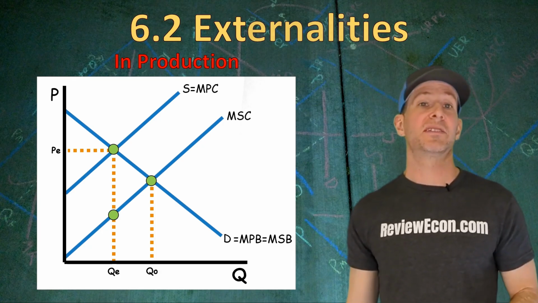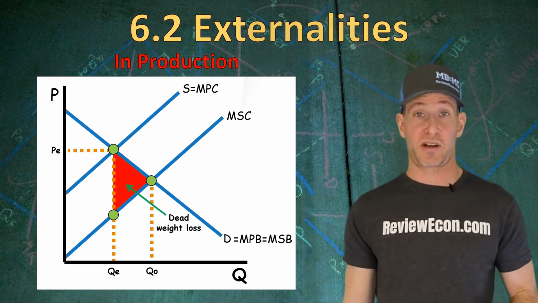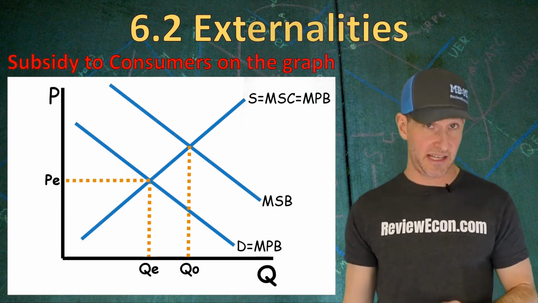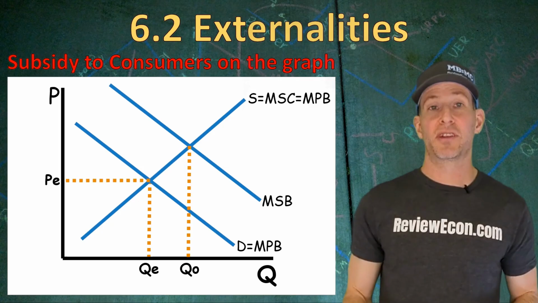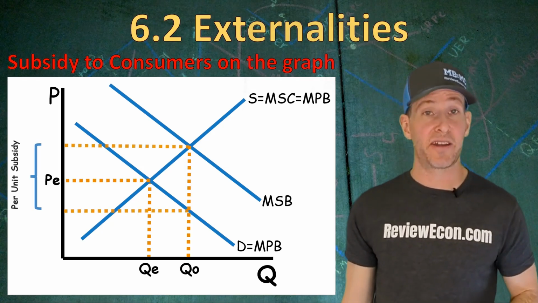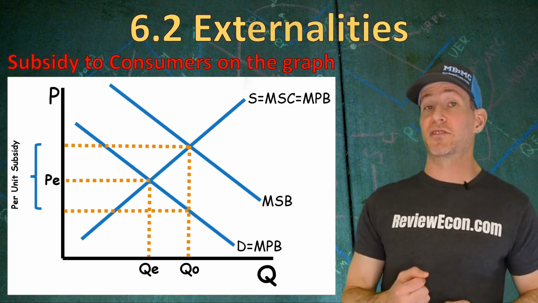Once again, those 3 points give us a triangle of deadweight loss created from this positive externality in production. When it comes to correcting for positive externalities, a per unit subsidy is the preferred method. If we give that per unit subsidy to the consumers of this product, and that subsidy is equal to the external benefit, then the subsidy will equal the gap between the marginal private benefit and that marginal social benefit curve.